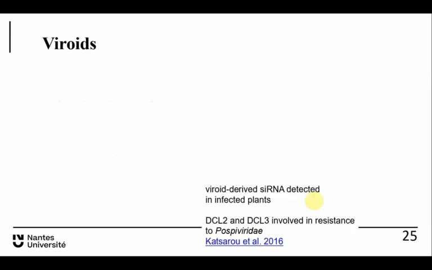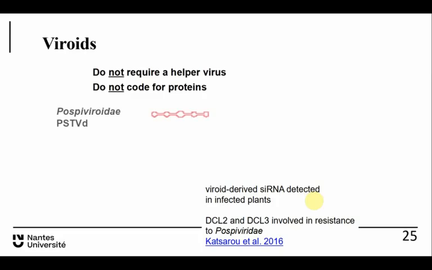And the last example are the viroids, which are a different kind of beast altogether. So they are independent. They don't require a co-infection from a helper virus, and none of them code for proteins.